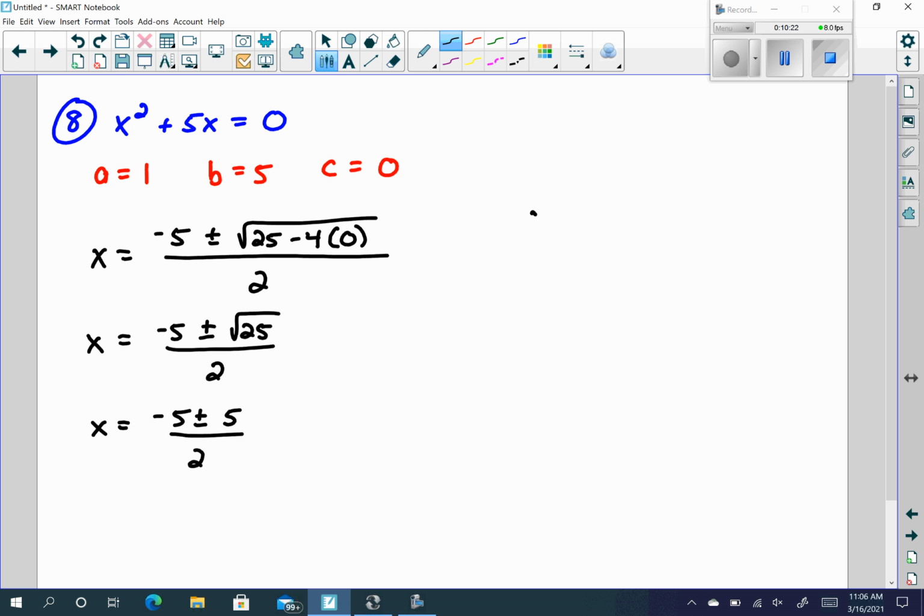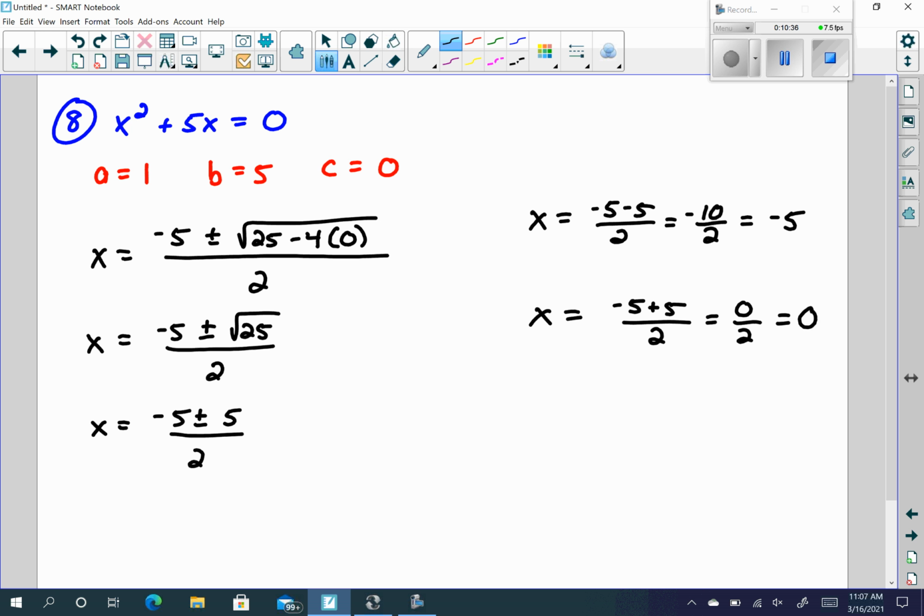So now let's separate these. We get x equals negative 5 minus 5 over 2, which is negative 10 over 2, which is negative 5. Or x equals negative 5 plus 5 over 2, which is 0 over 2, or 0. So our two solutions are, it doesn't matter what order we put this in, 0 or negative 5.